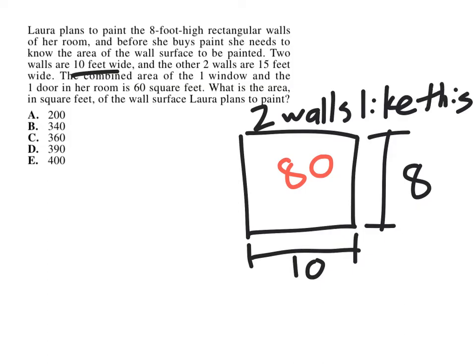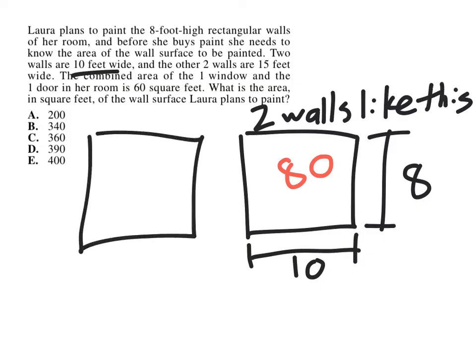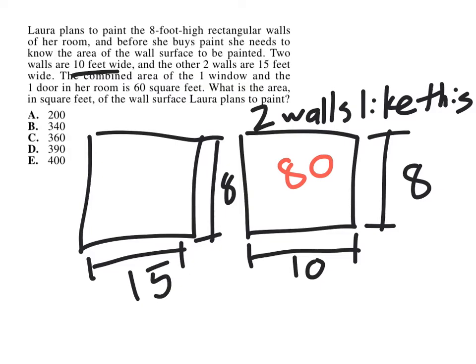Now the other wall, again, is 8 feet tall, but its width is 15 feet. So we would do 8 times 15, which is 120 feet. And there are 2 walls like that.